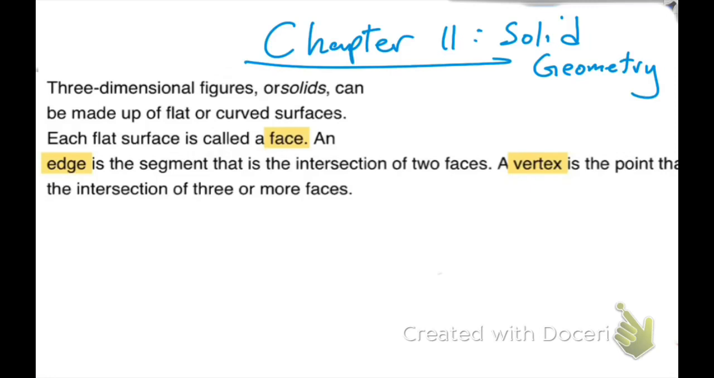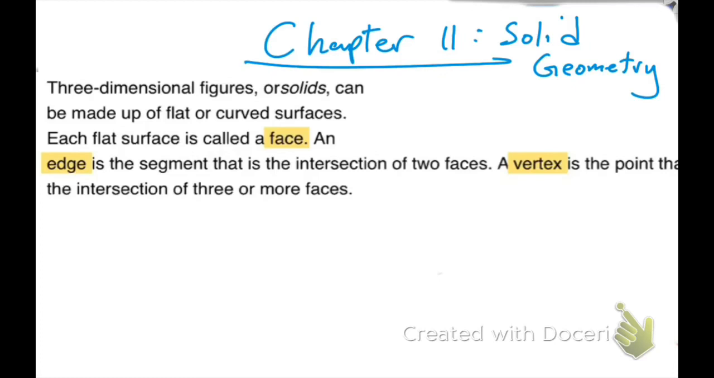Okay, so we're starting a new chapter, chapter 11, and this chapter is kind of cool because we're looking at solid geometry. Previously, in chapter 10, we were looking at area, how to calculate the area of different shapes. Well, this chapter is all about three-dimensional shapes. So we're looking at solid geometry, which is three-dimensional shapes. Instead of calculating the area of a shape, we're going to be looking at the volume of a shape. The volume is just how much three-dimensional space a shape or a figure takes up.